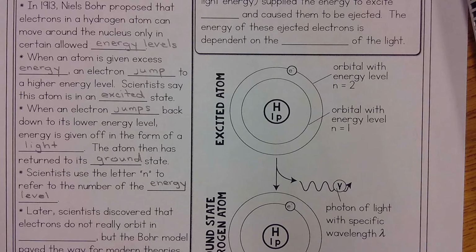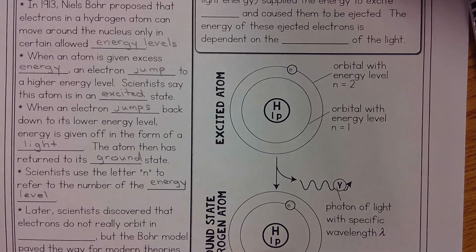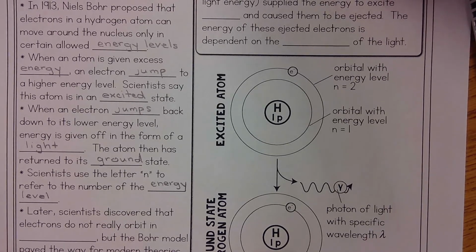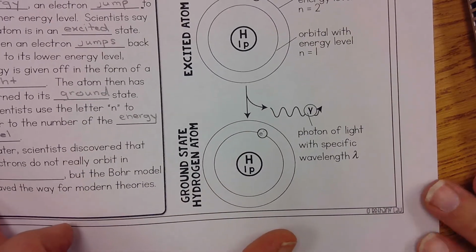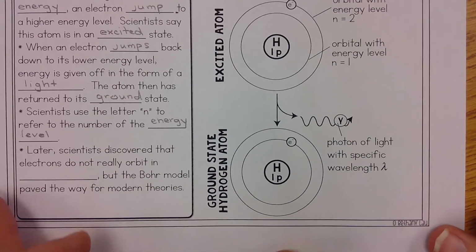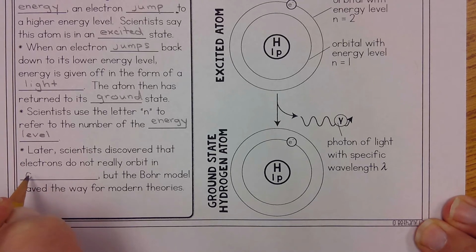As it turns out, scientists discovered later that those electrons don't orbit just like planets, like Bohr thought, which is why we call his model the planetary model. They don't really orbit in those circular orbits. They're in clouds.